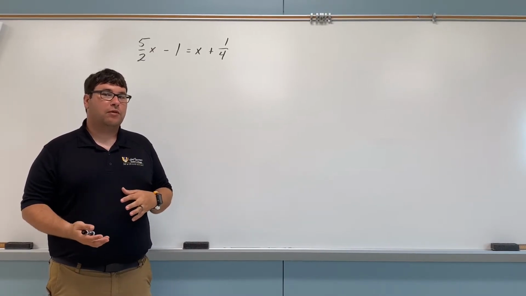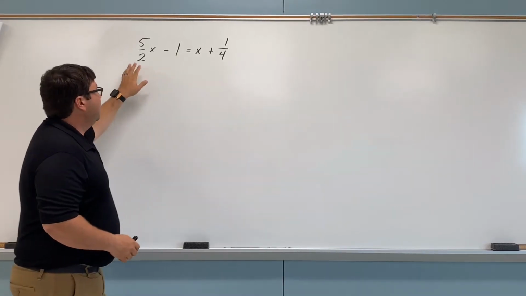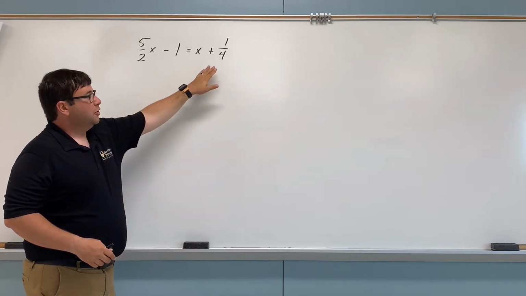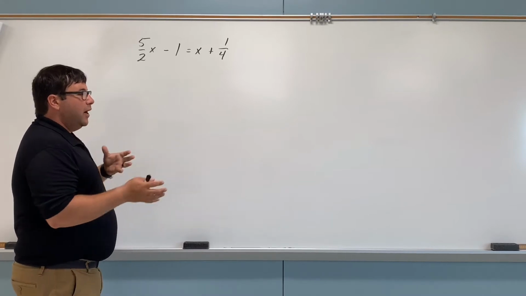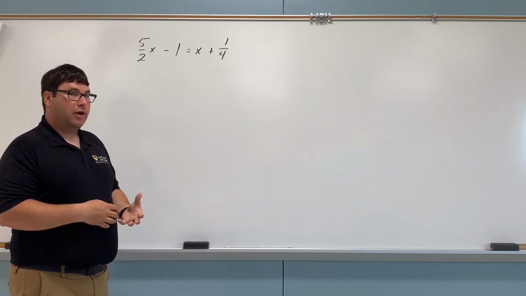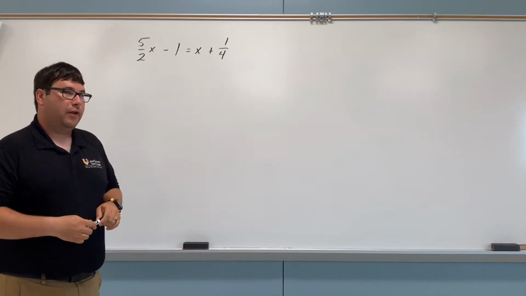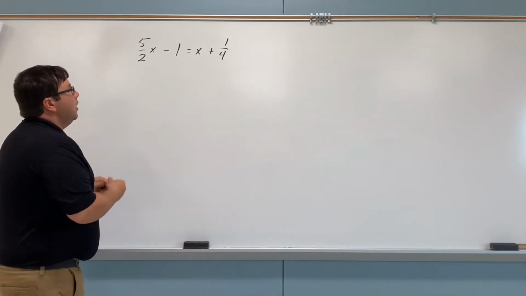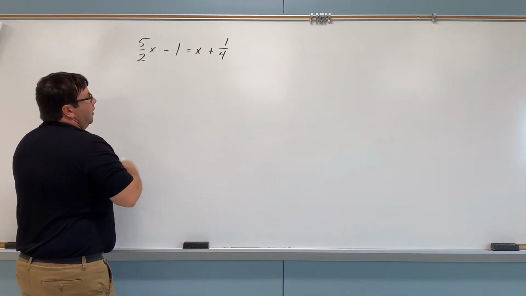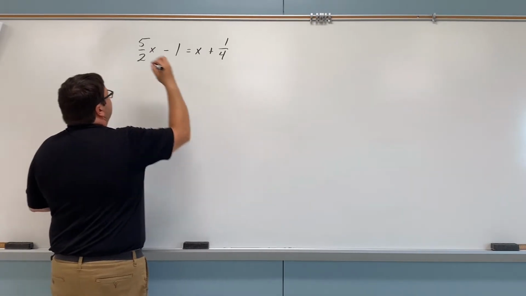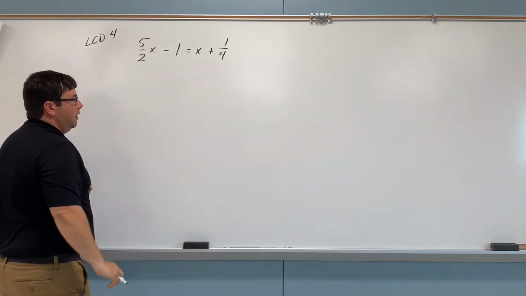And the reason we can do this is because we are working with an equation. So what we need to do is look at all of our fractions and check out the denominators. If we can find a common denominator, we're going to use that common denominator to multiply everything in the problem. This will effectively clear our fractions for us. So I'm looking at my denominators. I see I have a 2, I have a 4. So my LCD is 4. That is my least common denominator, 4.